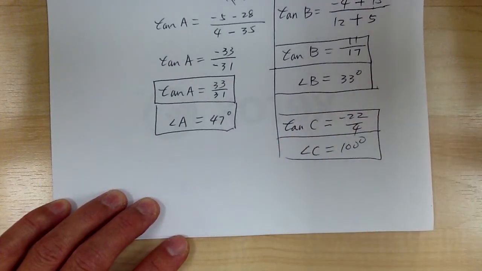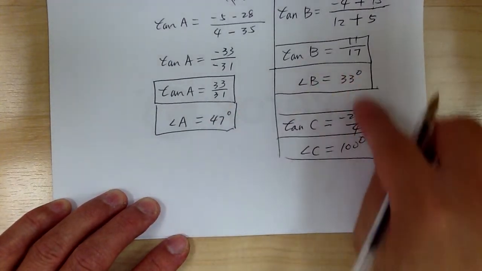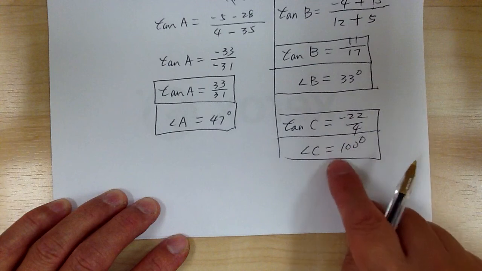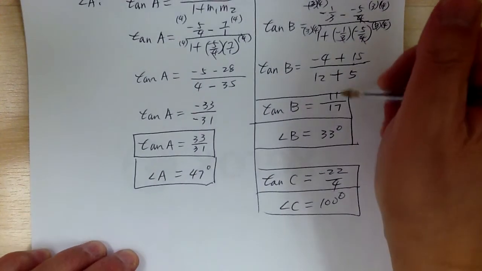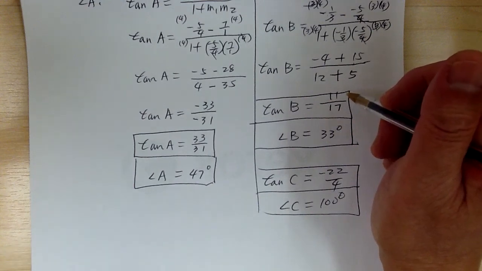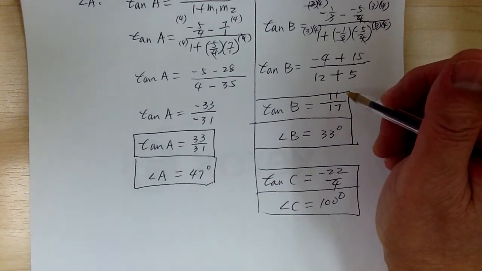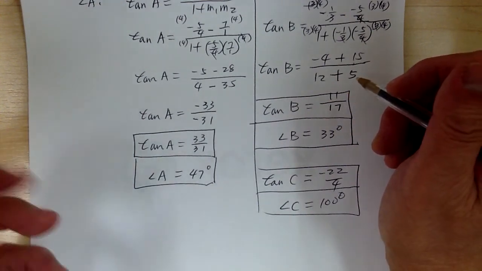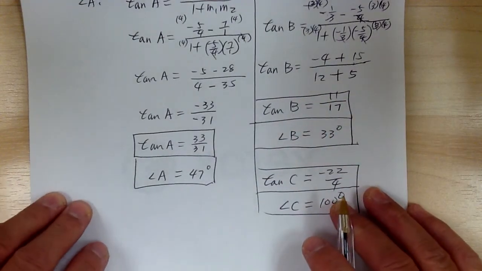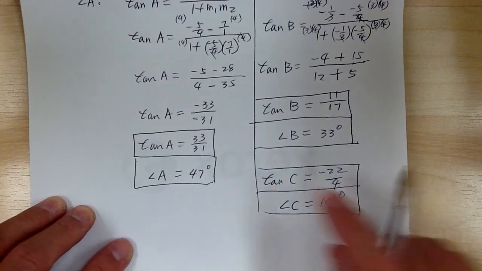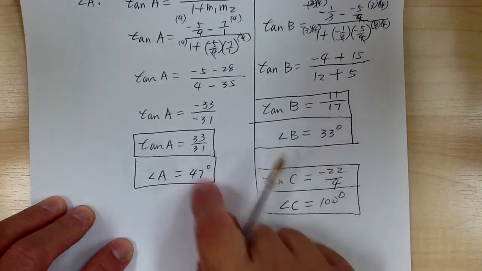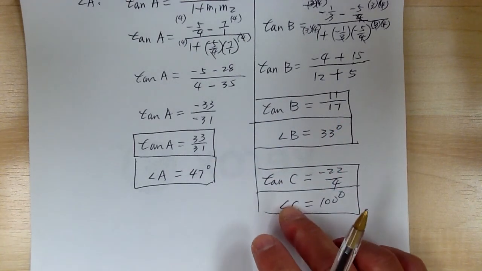Okay, and check your answer very quickly by adding the 3 angles together. So angle A plus angle B plus angle C should add up equal to 180. Now sometimes because of round off error, it may be off by 1 degree. Sometimes you may get 181, sometimes you may get 179 because of round off. But you should be pretty close, within plus or minus 1, if you round it off. Okay, again, all 3 angles should add up equal to 180.